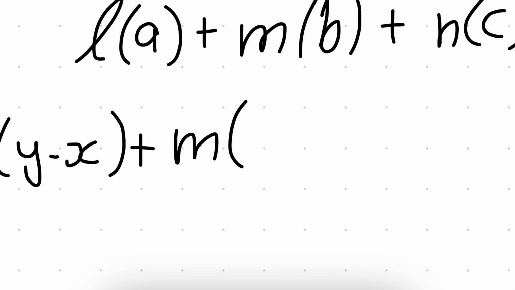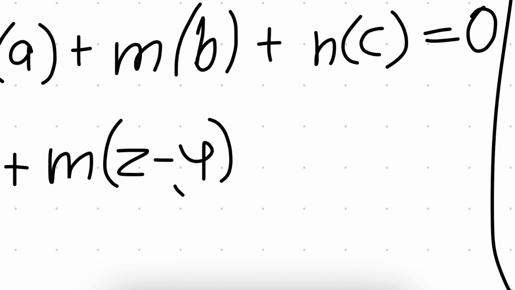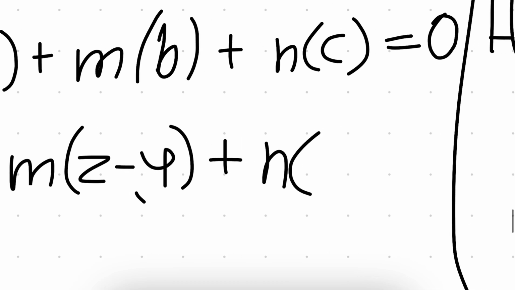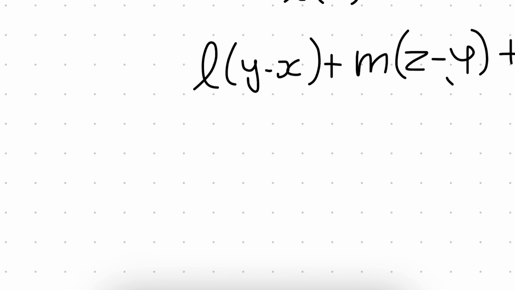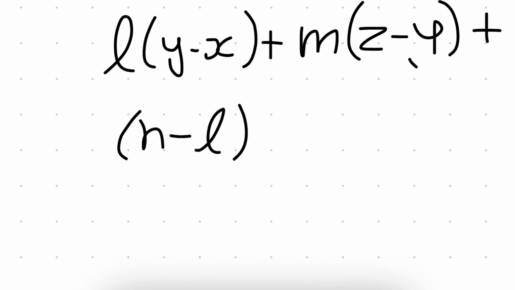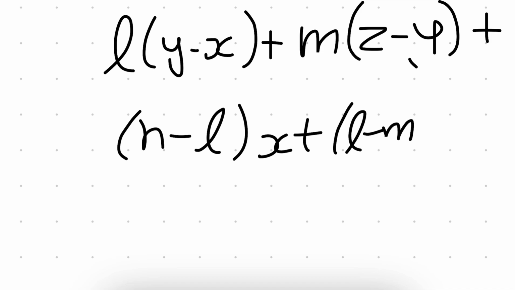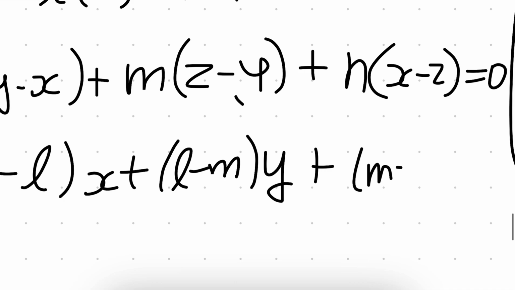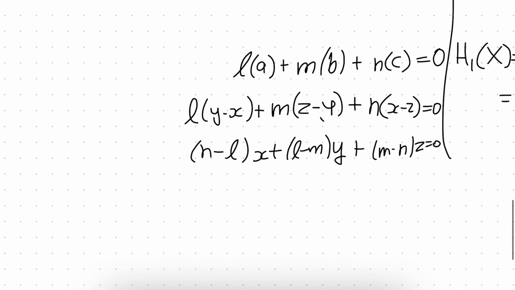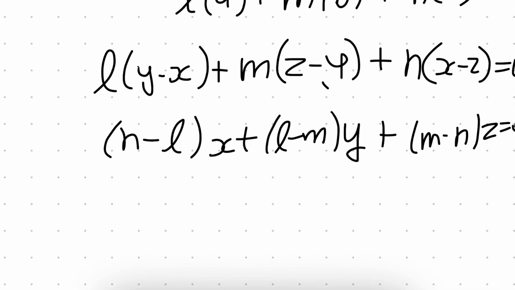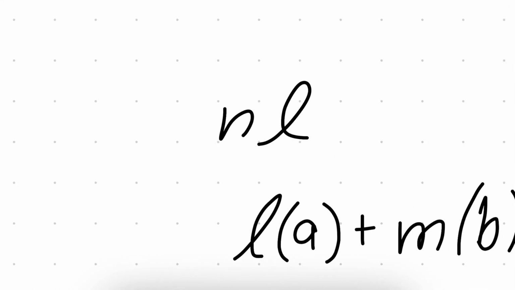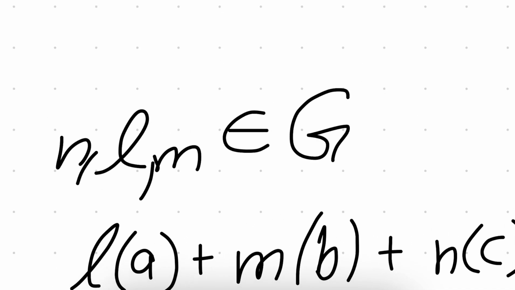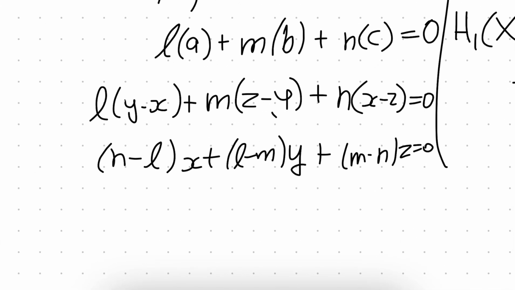Okay, so M of Z minus Y, because B is mapped onto Z minus Y, and then N times C is mapped onto X minus Z. And all that's equal to 0. So expanding things out and gathering up the common factors, I would have N minus L times X plus L minus M times Y plus M minus N times Z is equal to 0. So in this case, right now we have a free abelian group which is given by this relation between its generators. Wherein, of course, N, L, and M are elements in G, our coefficient group.